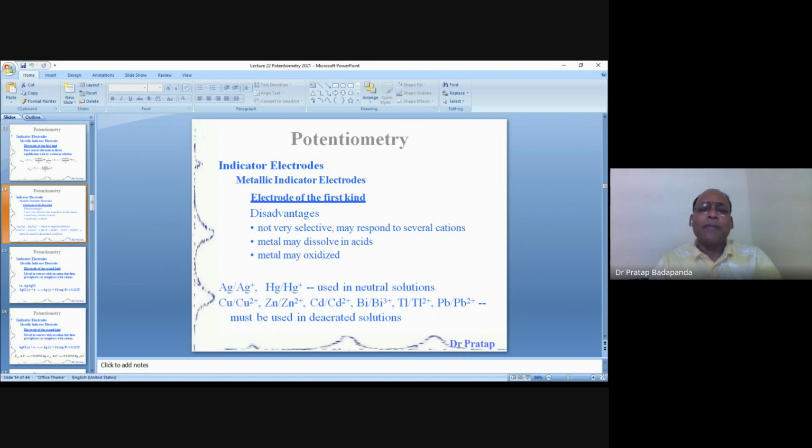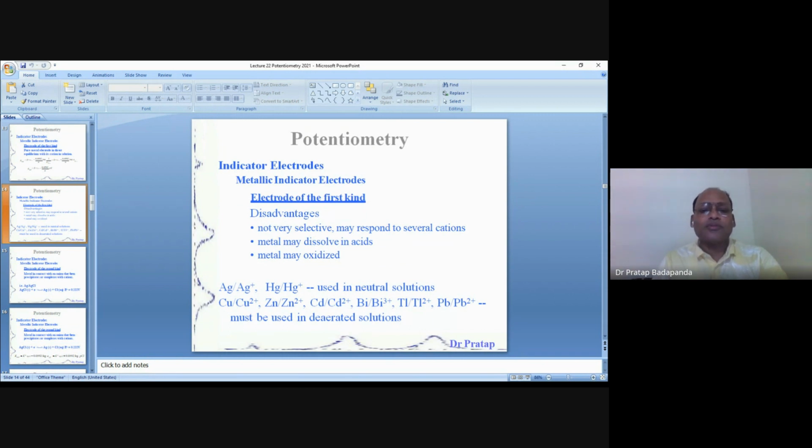So that's why metal may dissolve in acids. As you know, metal is corrosive in nature and it will react with the acids. So then the metal may be oxidized. That's why it is not useful. It is useful, but you cannot use it selectively.